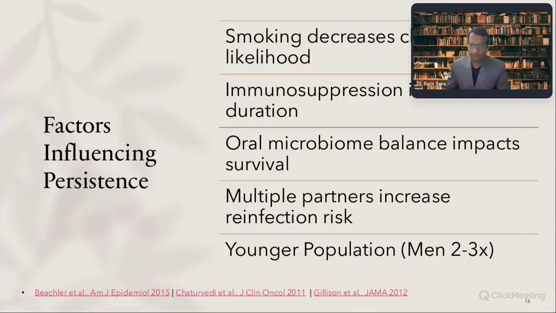Now, there are certain factors influencing persistence. Smoking decreases clearance likelihood, immunosuppression increases duration, and the oral microbiome plays a balance impact on survival. So the oral microbiome plays a very critical role in terms of pathogenicity, or you can say the impact on how oral HPV infection will progress further.